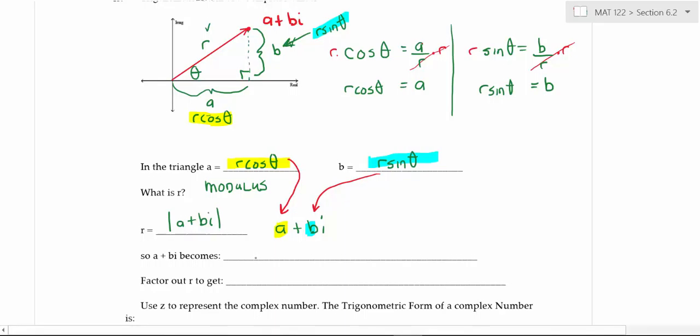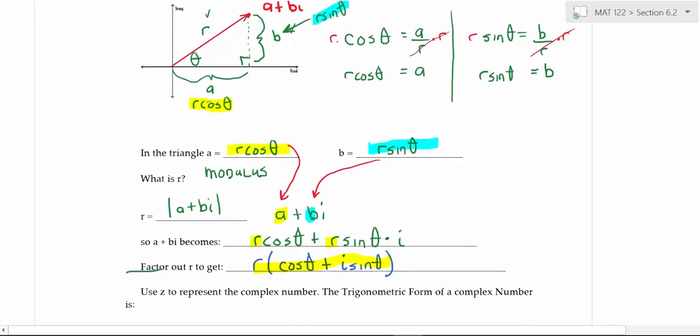So for A, you're going to put in r cosine theta, plus B, let's put in r sine theta, and let's put times i like that. Now we're going to factor out the r. You have a common factor of r, so you want to remove that common factor. That's going to be written as r times cosine theta plus i times sine theta. And that would be what we call the trigonometric form of a complex number.